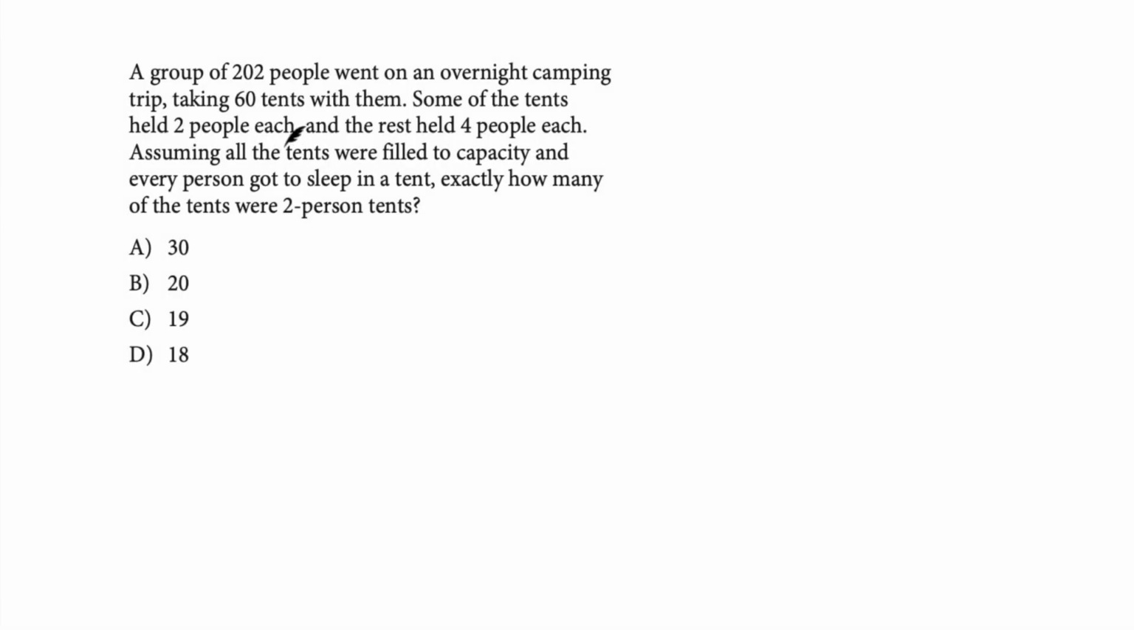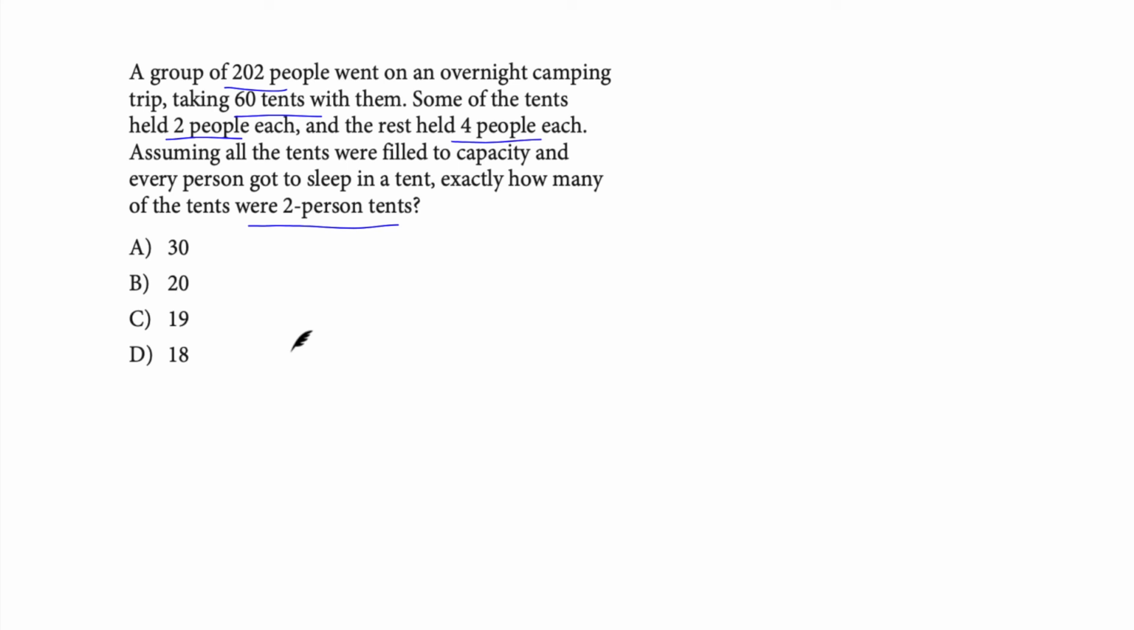Let's read this past paper question. A group of 202 people, we have our total again, went on an overnight camping trip taking 60 tents with them. And we have our total tents as well. Some of the tents held 2 people each and the rest held 4 people each. Assuming all the tents were filled to capacity and every person got to sleep in a tent, exactly how many tents were 2-person tents? Please pause the video and read the question again if you want.